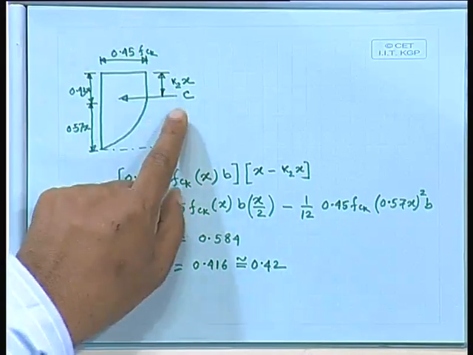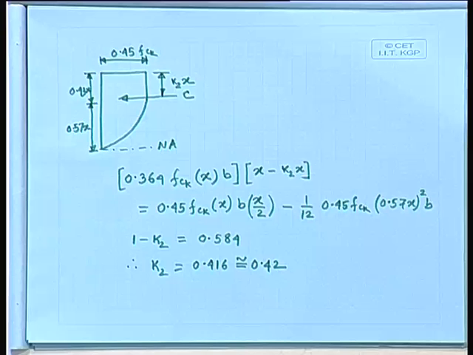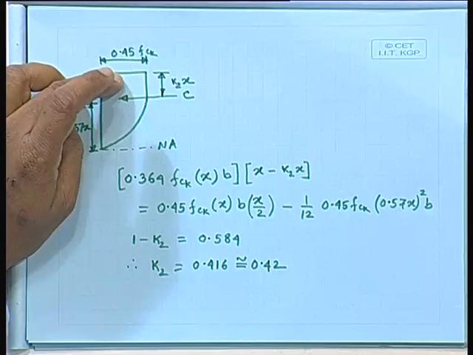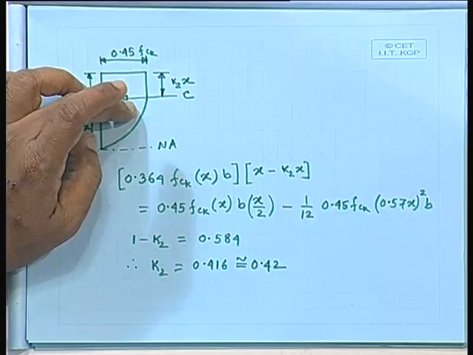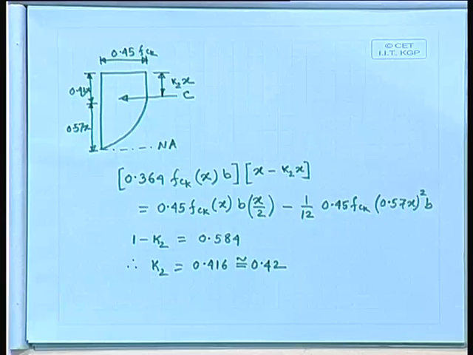So, the compressive force will act from the top fiber having the maximum compressive stress from there at a distance of K2x, which is nothing but 0.42 x. So, we have got one factor K1 and another factor K2.